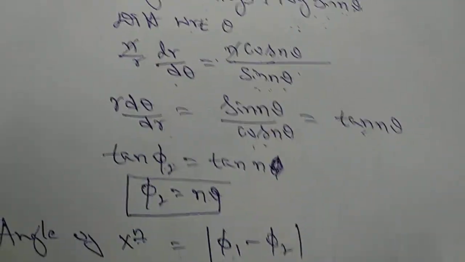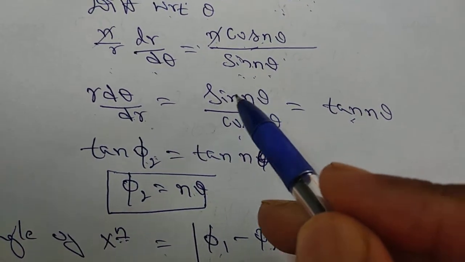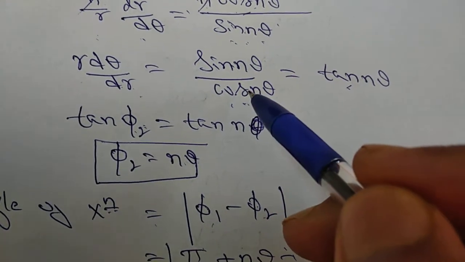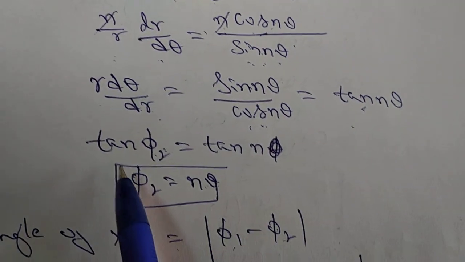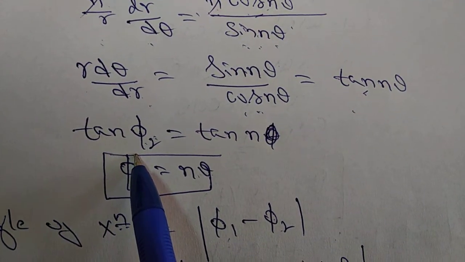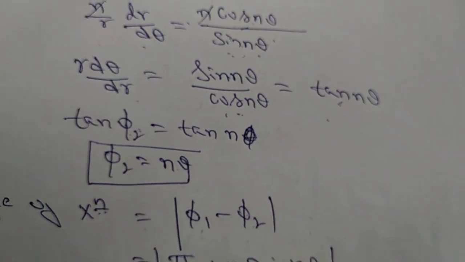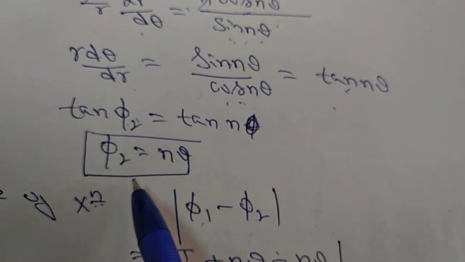Now we take the reciprocal: r dθ/dr equals sin nθ by cos nθ. We know sin by cos is equal to what? tan nθ. So what is the left-hand side? tan φ2. tan φ2 means what? For the second curve. So tan φ2 is equal to tan nθ. Therefore φ2 is equal to what? nθ.